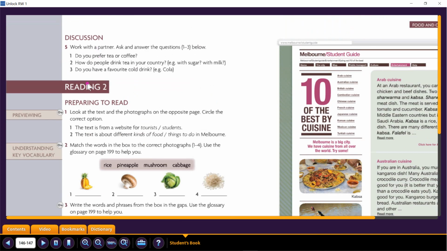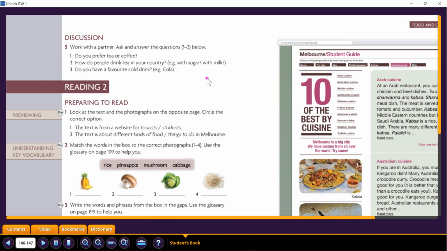Moving to discussion, here, ladies, you can work individually or with a partner to ask yourself these 3 questions. First one, ask yourself or ask a partner, do you prefer tea or coffee? Prefer means do you like, do you love tea or coffee? Number 2, how do people drink tea in your country? Like, for example, with sugar, without sugar, with milk, without milk, so on and so forth.